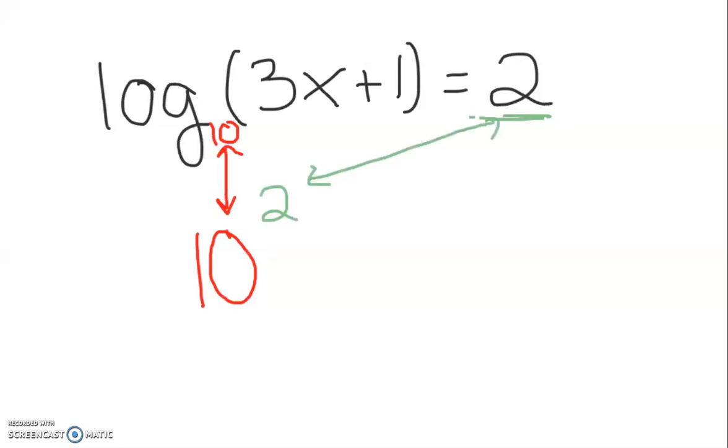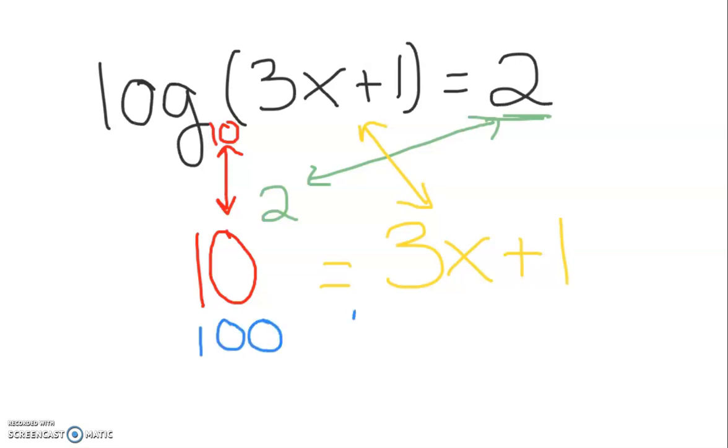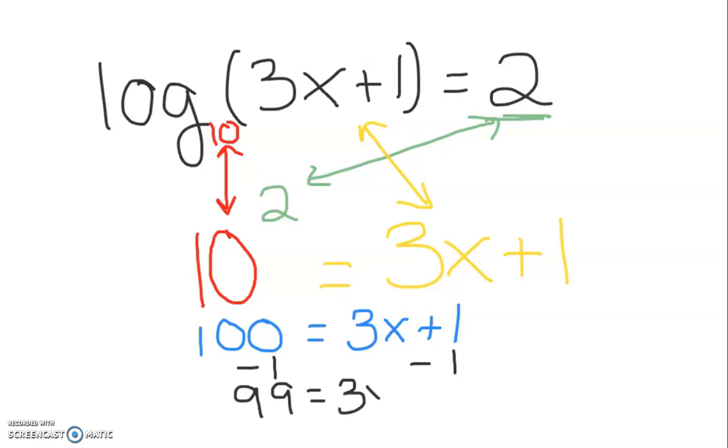So to rewrite it from that first slide, I would have 10 to the power of 2 equals 3x plus 1. Again, just that pattern of putting everything where it's supposed to go, in the opposite form. Now we would solve this. So 10 squared makes 100, and I bring down my 3x plus 1. Then just solve it like a linear equation. I'm going to subtract 1 from both sides. You get 99 equals 3x. Then I'll divide by 3 on both sides, so my x would be 33.